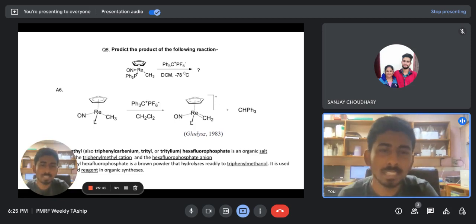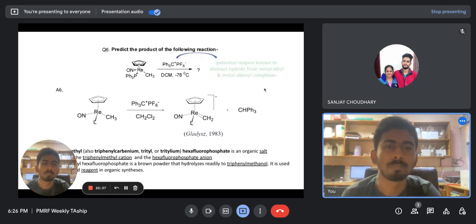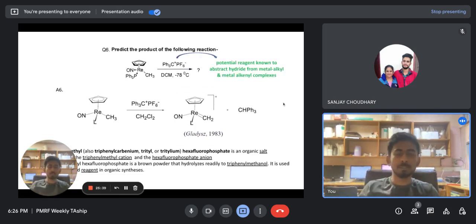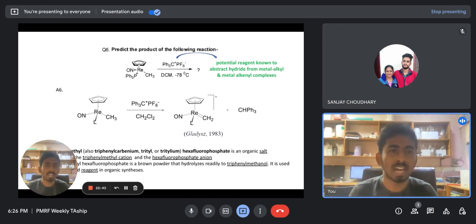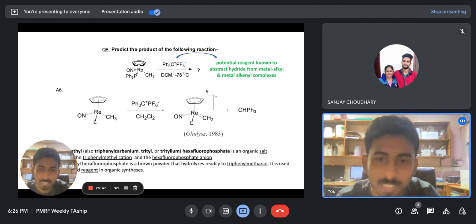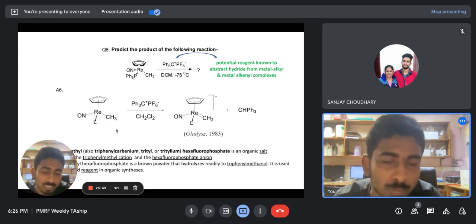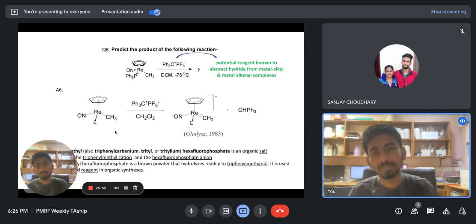So what happens here in this case, this PH3C+ (trityl cation), I have already told, is a potential reagent known to abstract hydride from all kinds of metal alkyl or metal alkynyl complexes. So here the alpha deprotonation is also happening, just like the previous example.